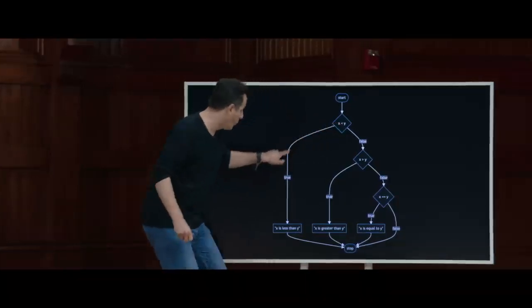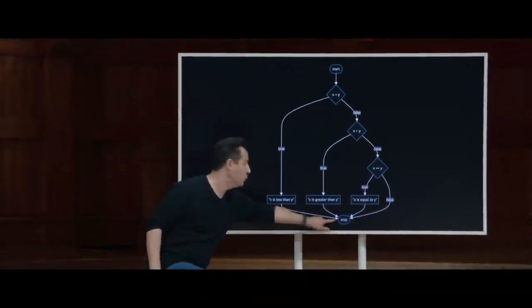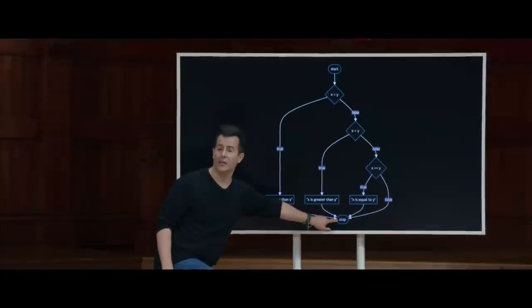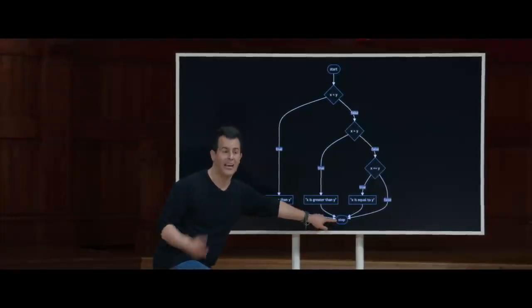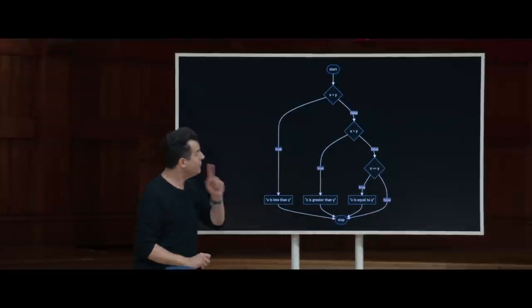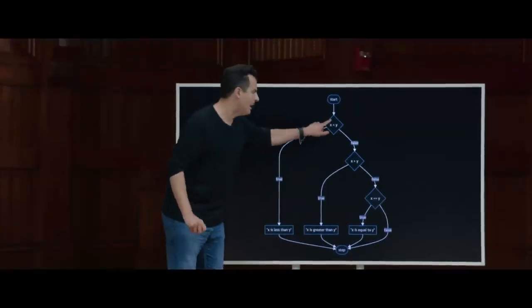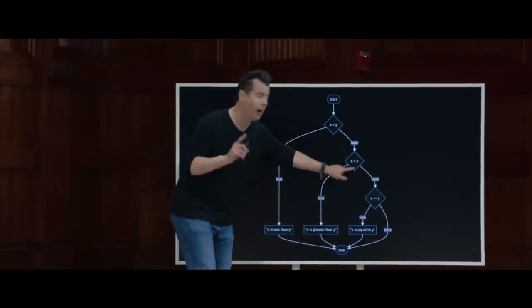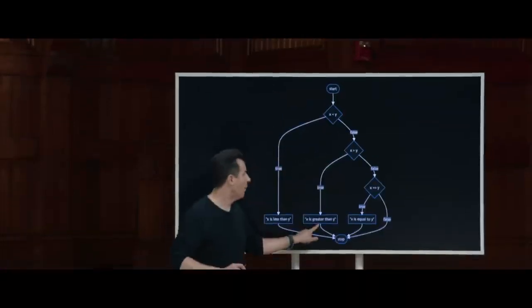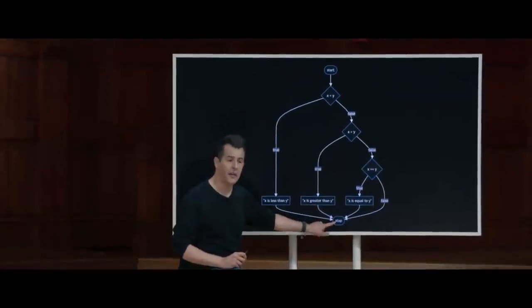If the answer is true, I say x less than y, and then I sort of cheat and go all the way to the end of the program and stop, having asked only one question. If, though, x is not less than y, fine, I'll ask you a second question. But if the answer is true, I print out x is greater than y, and then I stop.